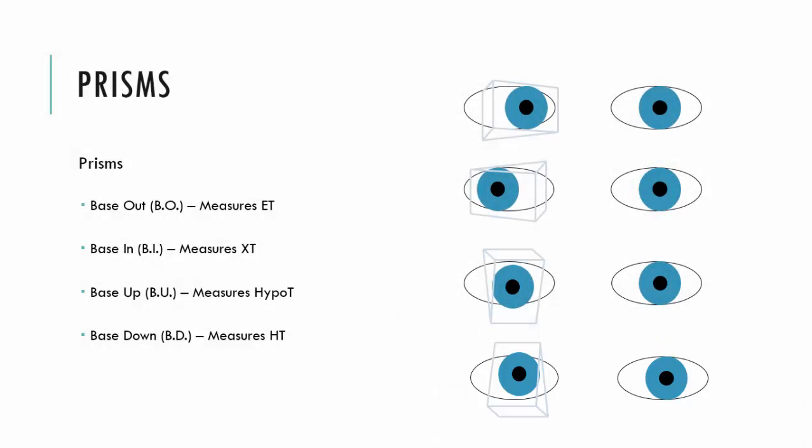And what we see here is that the base is always in the opposite direction to the direction of the deviation. So when the eye is in, we have an eso, the base is out. When the eye is down, the base is up, and so on and so forth.